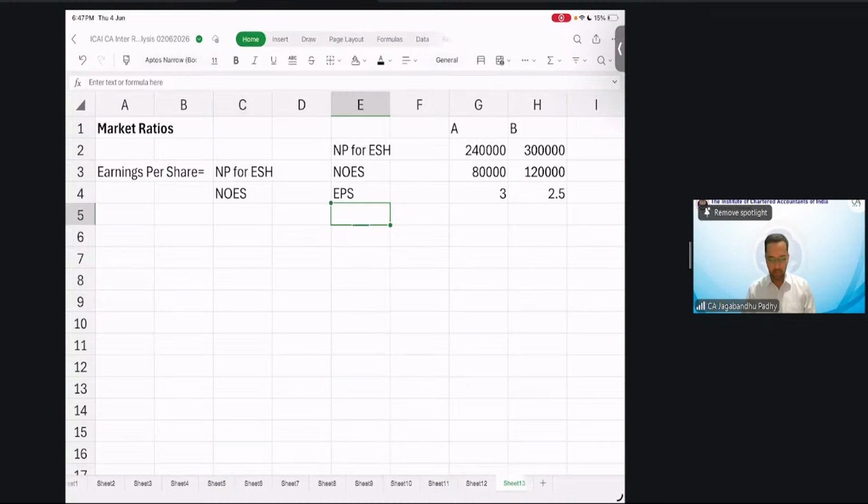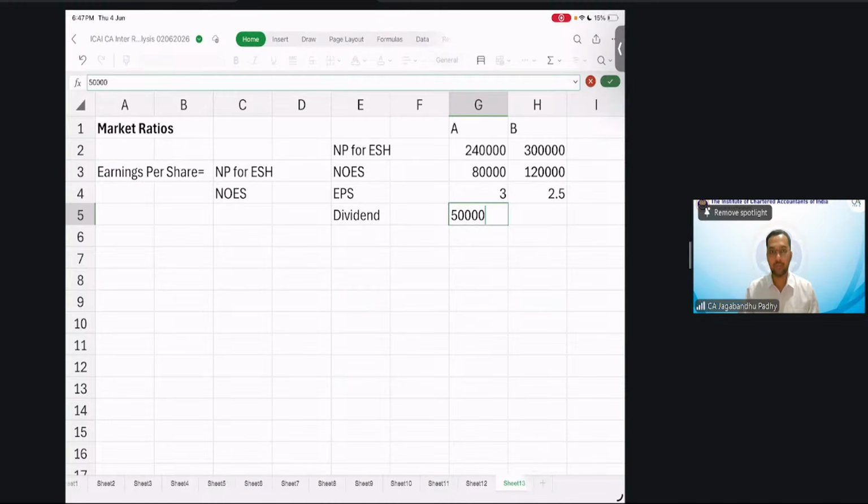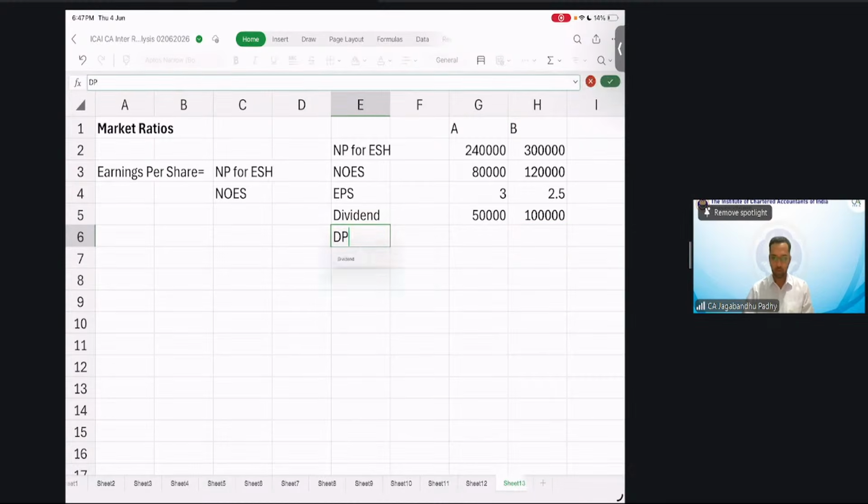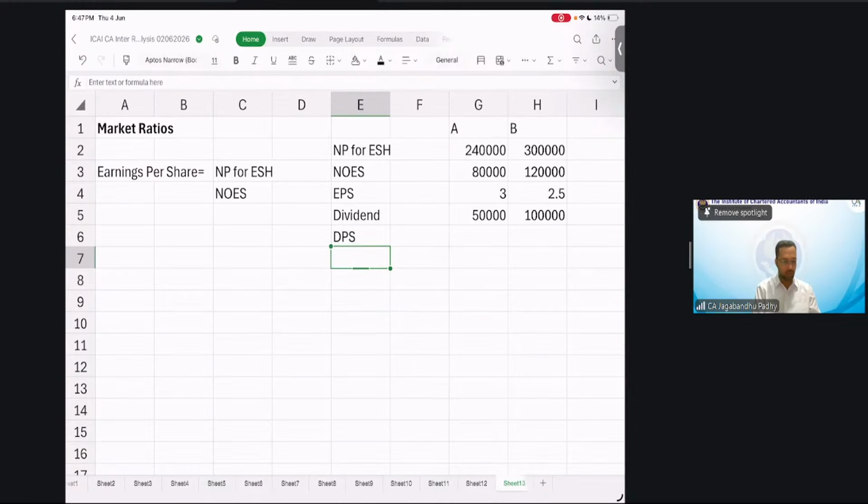Okay. Let's say dividend paid by company A is 50,000 and by company B it is 1 lakh. Can you calculate the amount of dividend which each company has paid for each of its shares? Or can we calculate the dividend per share? What will be the dividend per share number-wise?